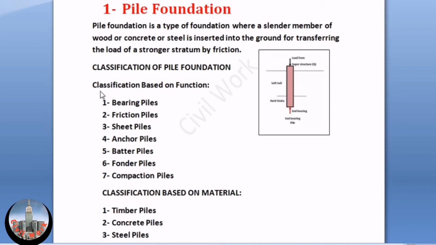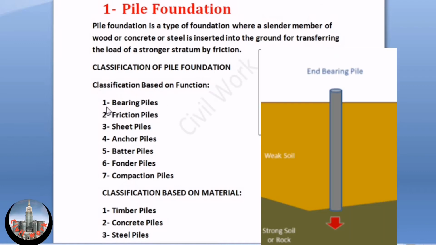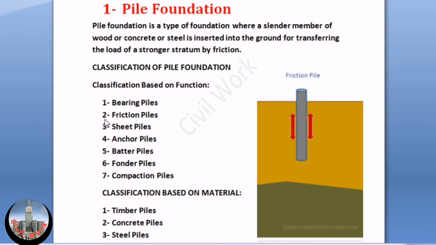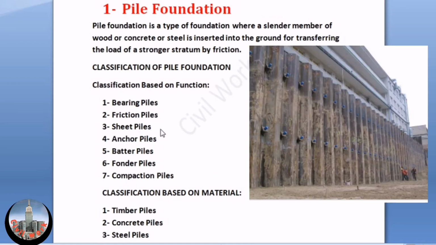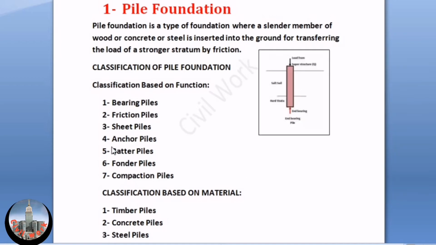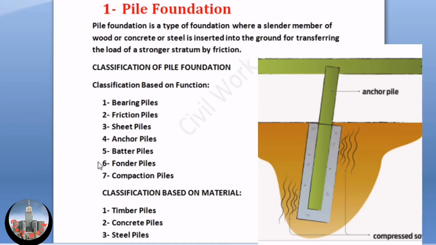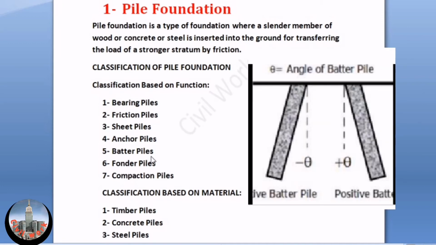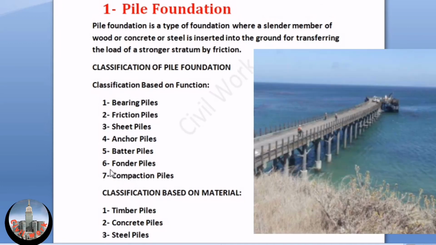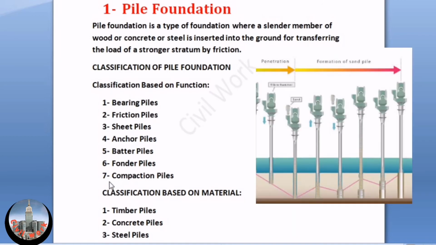Classification of pile foundation. Classification based on functions. Number 1. Bearing piles. Number 2. Friction piles. Number 3. Sheet piles. Number 4. Anchor piles. Number 5. Batter piles. Number 6. Flounder piles. Number 7. Compaction piles.